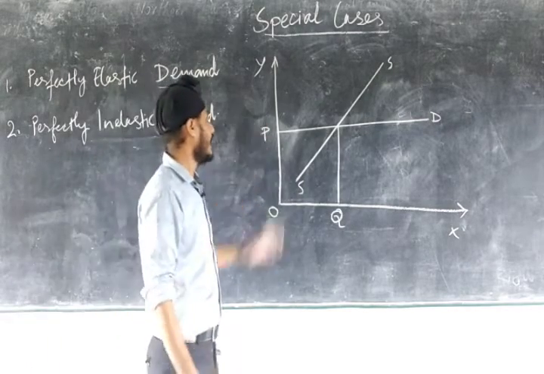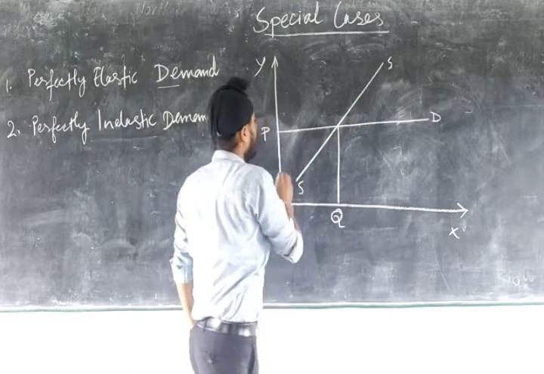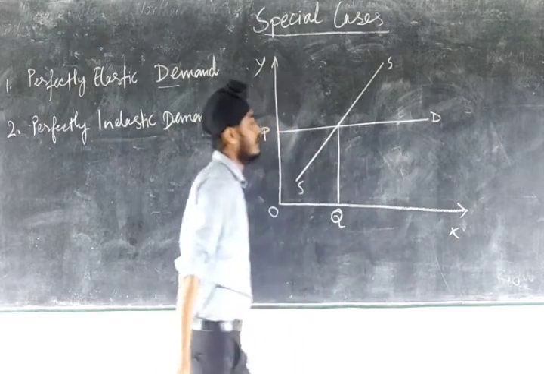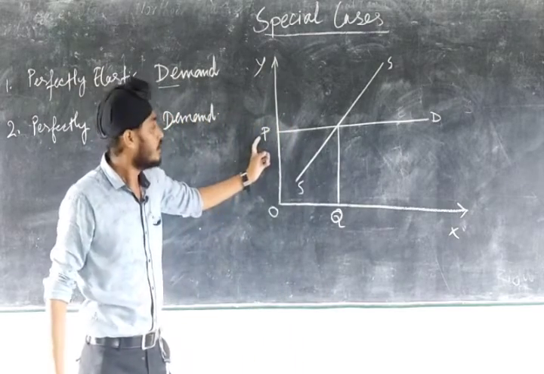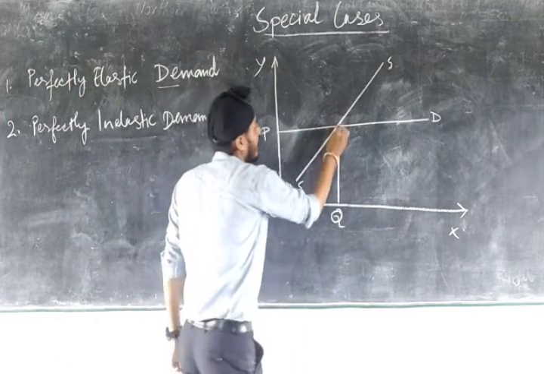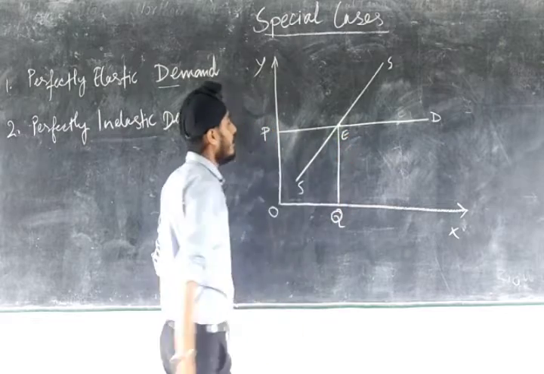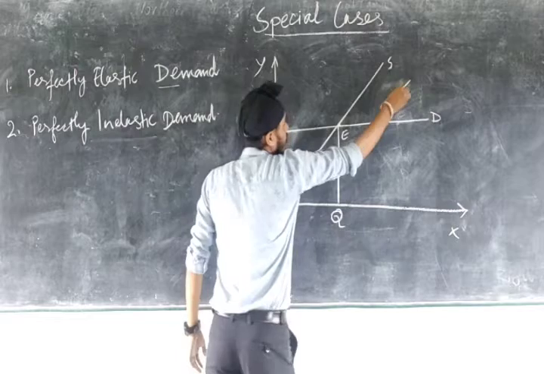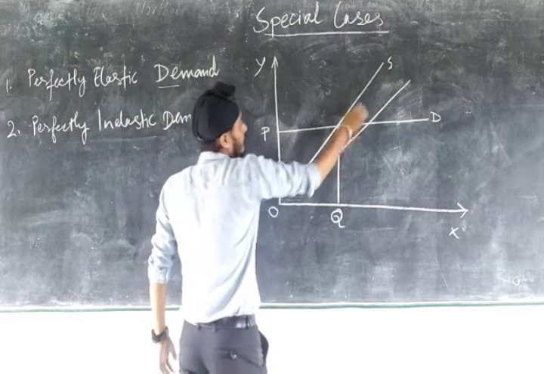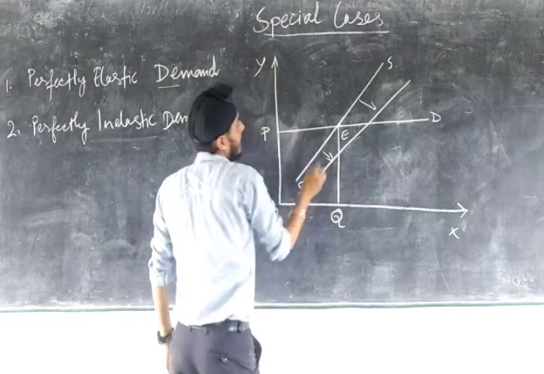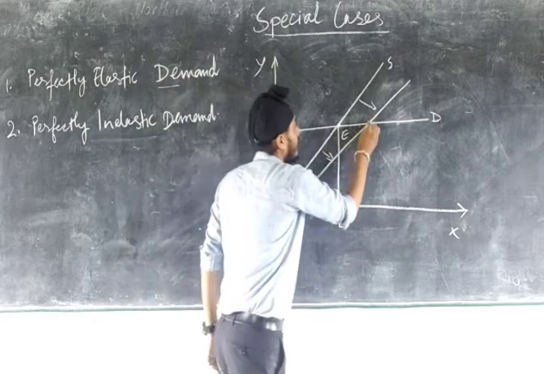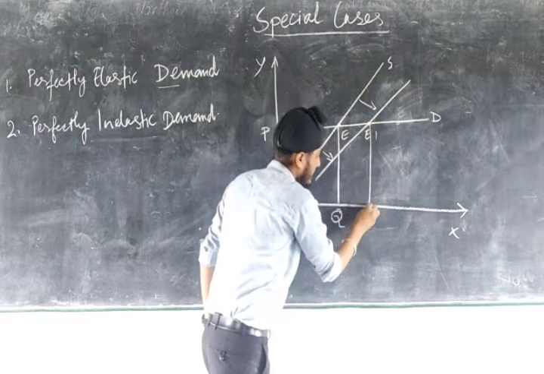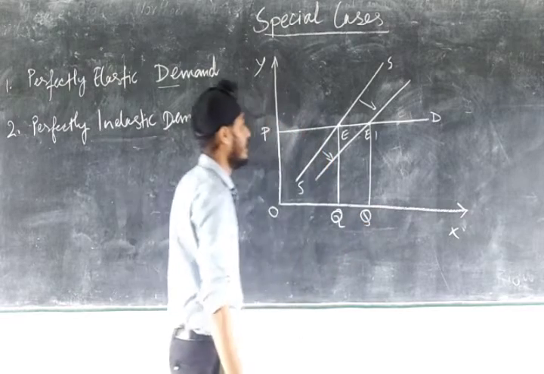So I have drawn in the diagram a supply curve and a perfectly elastic demand curve which is parallel to the x-axis and price is P. So what happens if I increase? Okay, here it was equilibrium point E. Now if I increase the supply, what happens? A rightward shift will be there. So if there is increase in supply, we get the equilibrium point E1 here, and this is your equilibrium quantity.